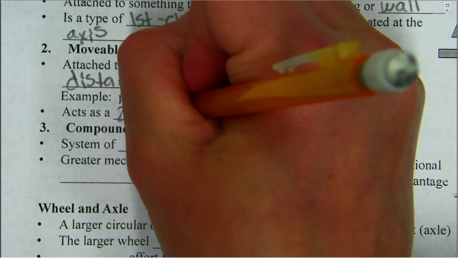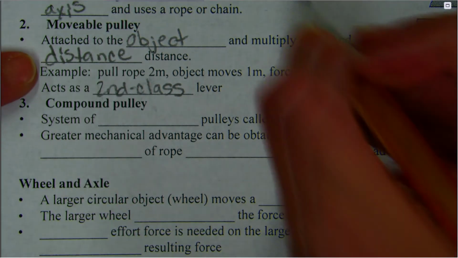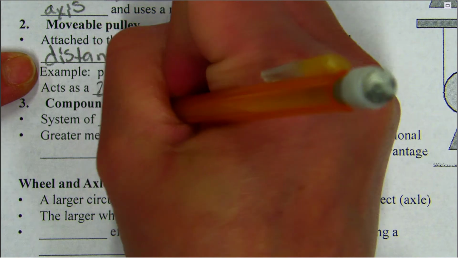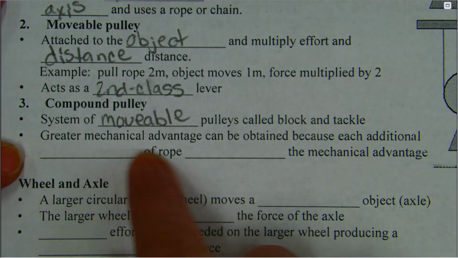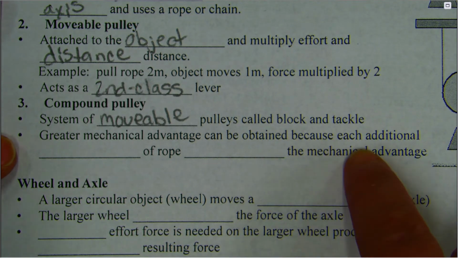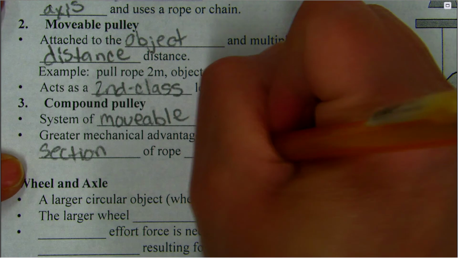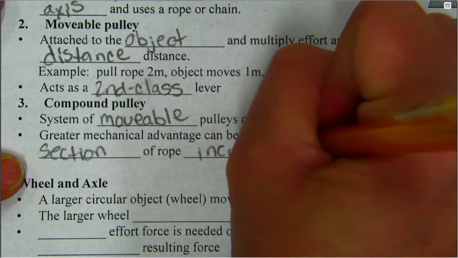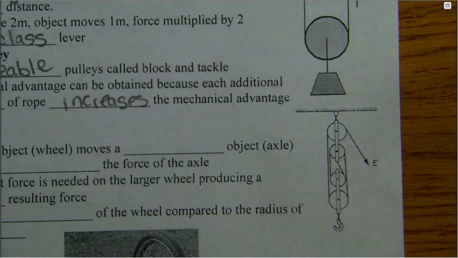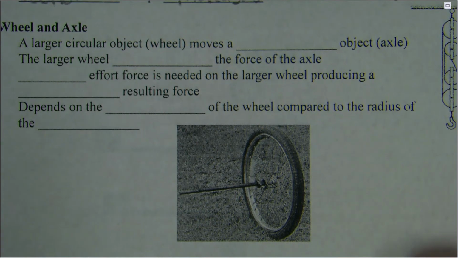And finally, we have compound pulleys. Okay, so a compound pulley is a system of movable pulleys called blocks and tackle. They have a greater mechanical advantage because each additional section of rope will increase the mechanical advantage. All right, so here is an example of a compound pulley, and you can see we have lots of different pulleys within it.